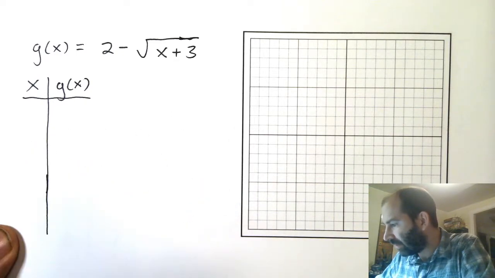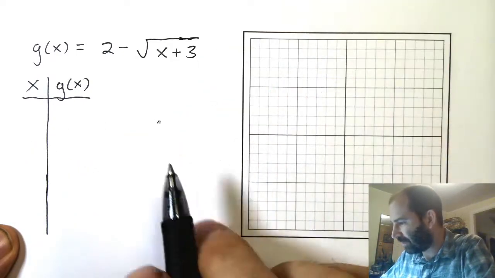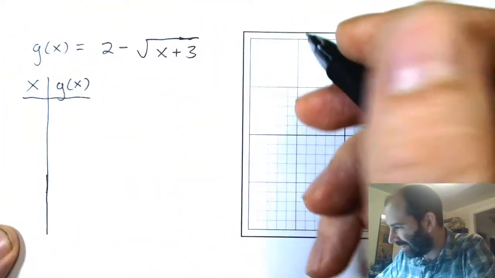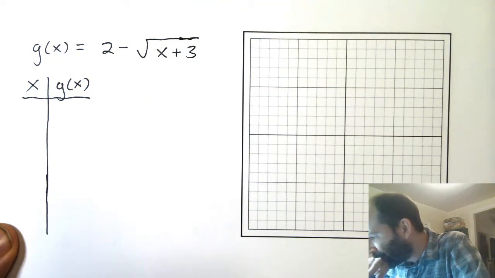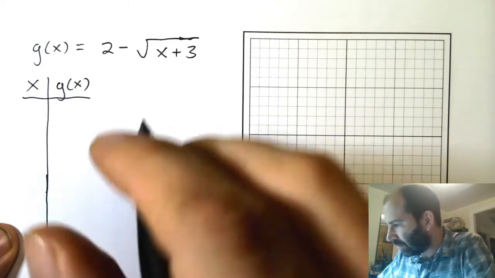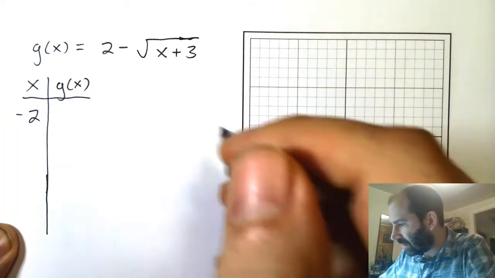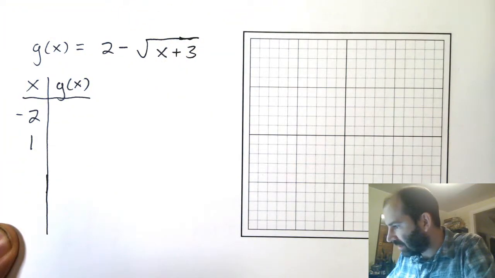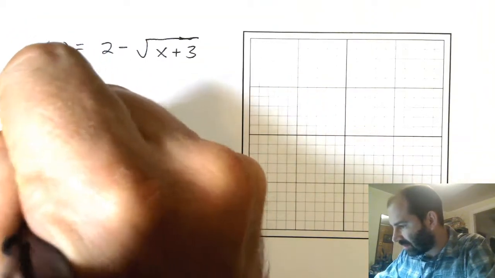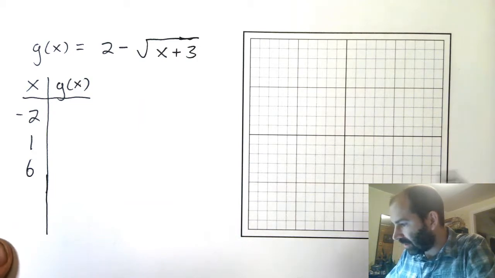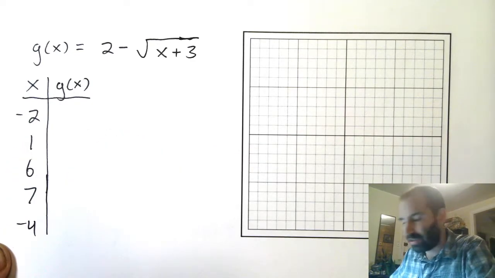So let's look at different values here. Okay, we have a little friend helping us. Okay, fruit fly. Maybe he'll supply some answers here. So let's see here. I'm going to start with x equals negative 2. And I'm going to do x equals 1. I'm going to try x equals 6. All right. Let's try x equals 7 here. And then I'm going to try x equals negative 4 just for fun here, and we'll see what these are.